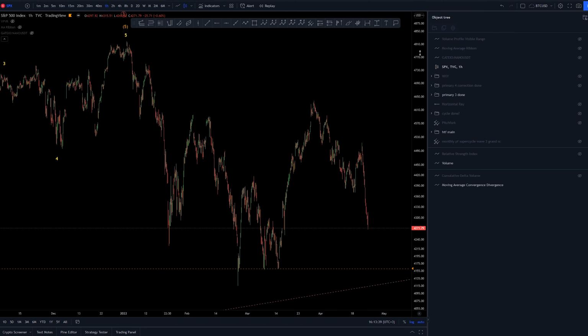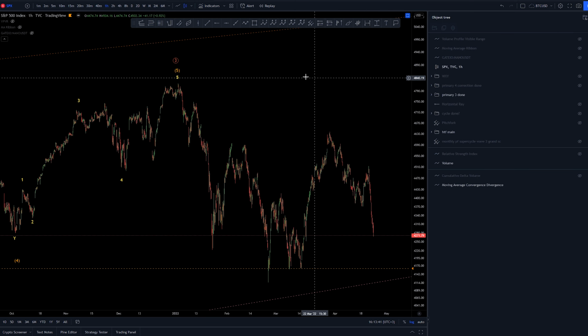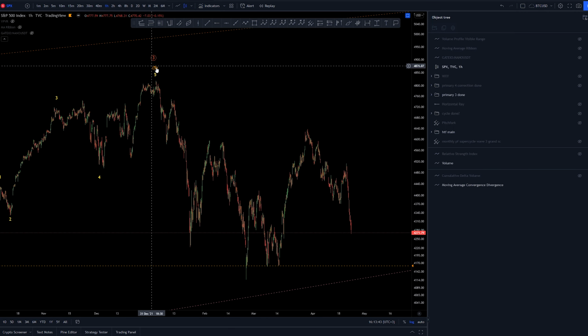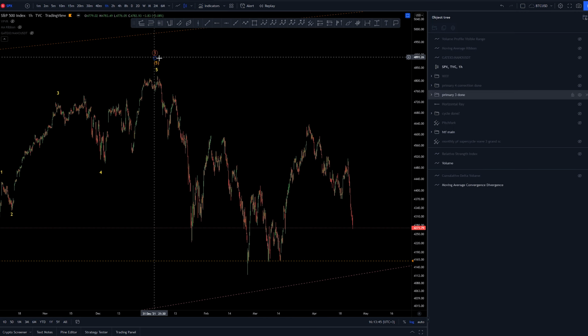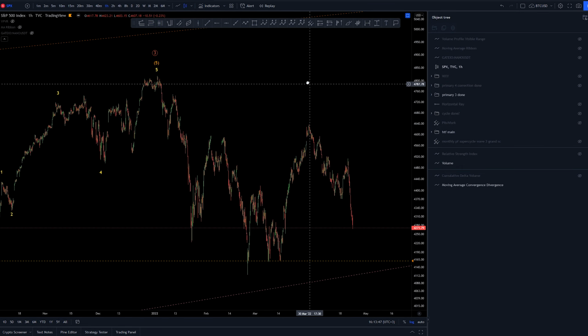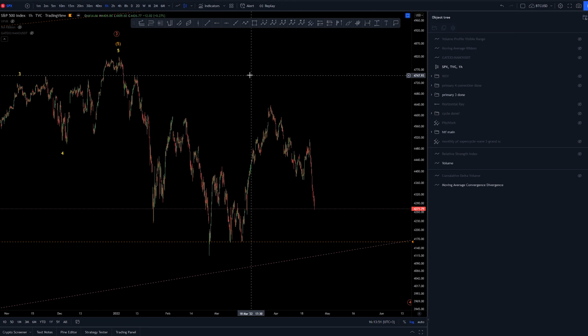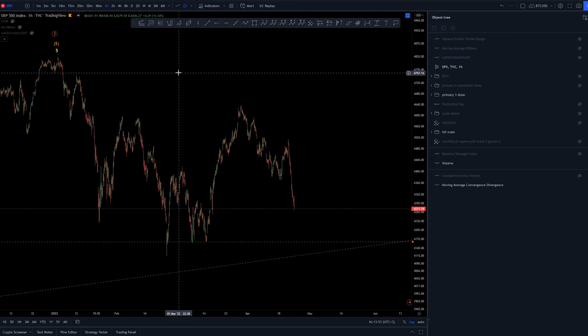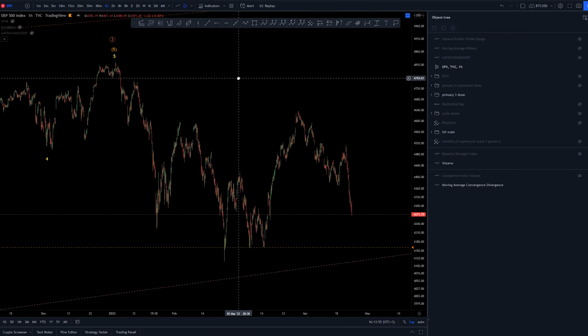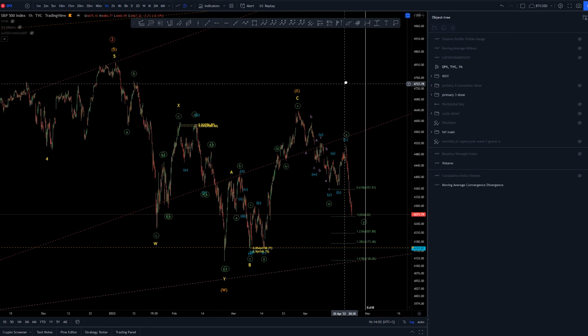In the last videos we took a closer look at the higher time frame count, and currently the count said that we have primary 3 up here, and we're looking for some kind of correction. Now this correction has been playing out for quite some time, so let's get an update for this count or possible counts, what could be happening next. So this is the more likely scenario here.